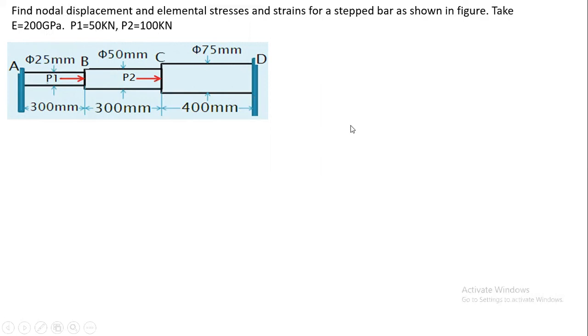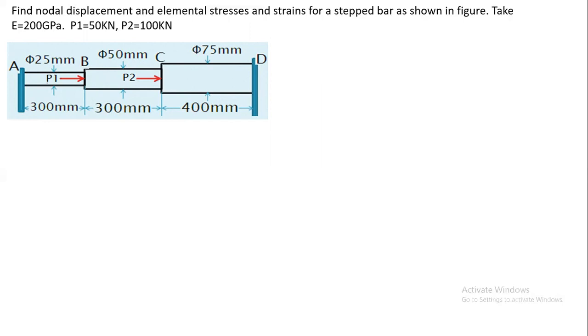Now the first step in the finite element method is you have to discretize this. While discretizing, you have to remember one thing: when there is a sudden change in the geometry, you have to put a node at that location. Again, if there is a sudden change in the loading, at that location also you have to put a node. That means you have to end the element at that location. I am going to use linear elements.